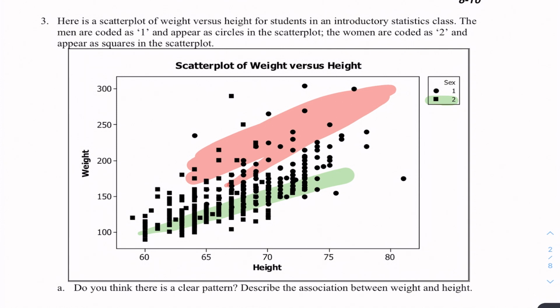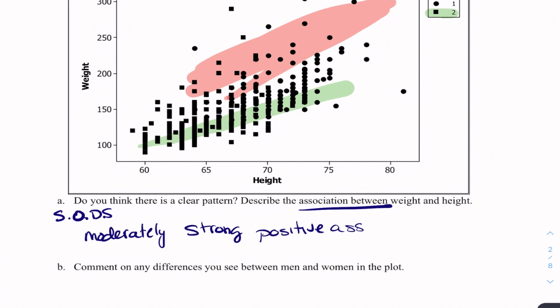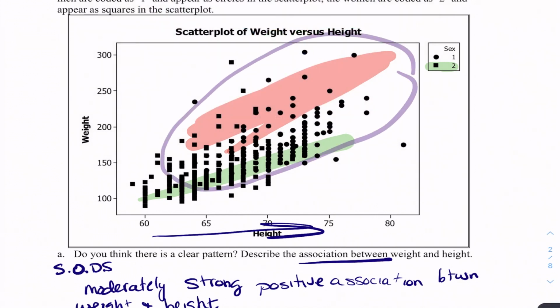Overall, it looks like a moderately strong positive association. Describe an association, think SODS. So a moderately strong positive association between weight and height of students. Now, the only other thing is we want to look, is there anything else that we could describe going on here? And I want you to see that as we go further to the right, it looks more scattered, or the cloud overall, and let's use a third color, let's say pink. The cloud overall is getting more spread out.